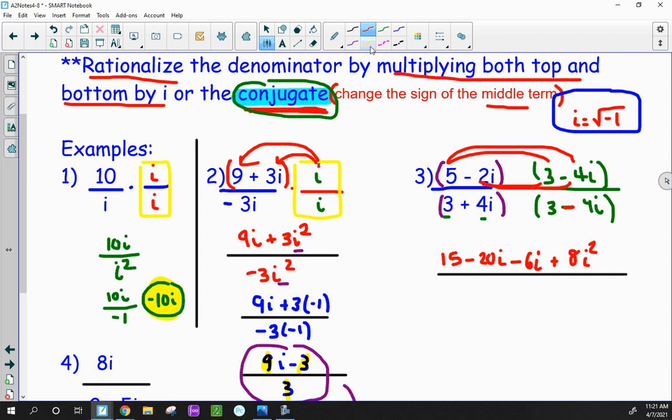Now our i's are going to move to the bottom. We're going to do first 3 times 3. Write down your 9. Outside is 3 times negative 4i, which is negative 12i. Inside is 4i times 3, which is positive 12i. And last is positive 4i times negative 4i. Positive times negative is negative. 4 times 4 is 16. I times I is I squared. Remember, when you are multiplying and you see letters, you're adding the powers. That's where that's coming from.